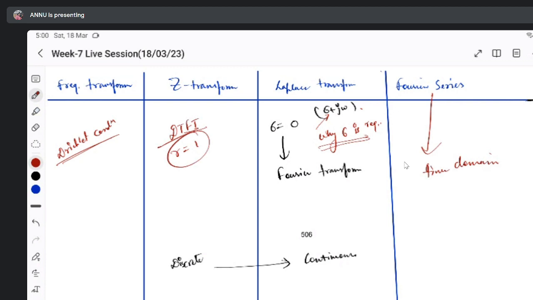Actually speaking, I don't know, madam, but I still call it a transformation. Only thing, it's a line spectra. The Fourier series is nothing but, if you represent it as a spectrum, a series of lines on a frequency axis. But there is a limitation: Fourier series is only defined for periodic signals, whereas these transforms are defined for all signals irrespective of whether they are periodic or not.